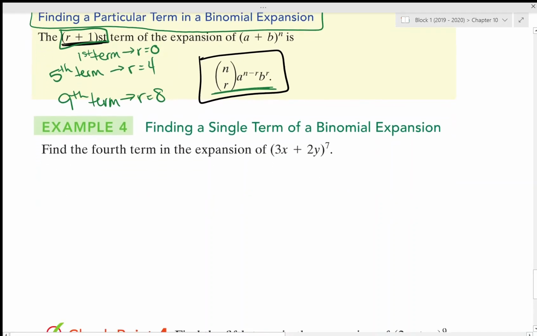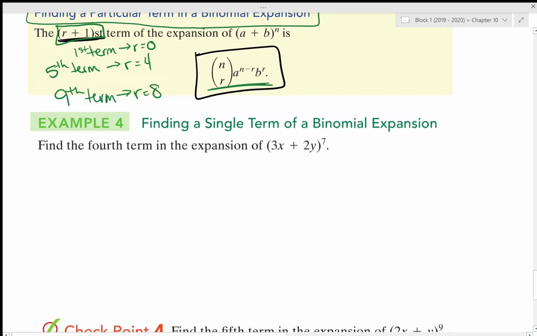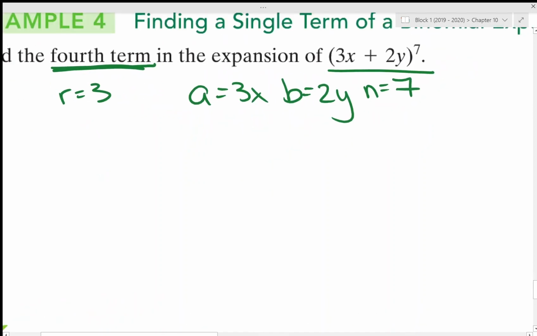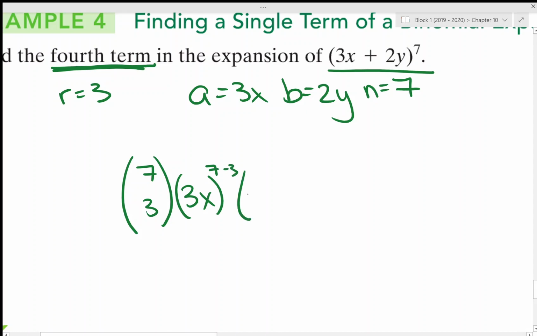So if I ask you to find the fourth term, that means your r is 3, for the expansion 3x plus 2y to the 7th power. Now your a is still the first term, your b is still the second term, and your n is still the power. Okay? So to find the fourth term, I'm just going to do what I did before. I'm going to do my n above r, so 7 above 3, A, my first term, to the 7 minus 3 power. Then my b, 2y, to the r power.